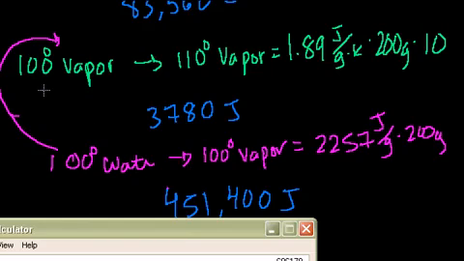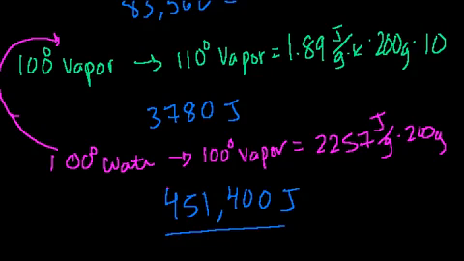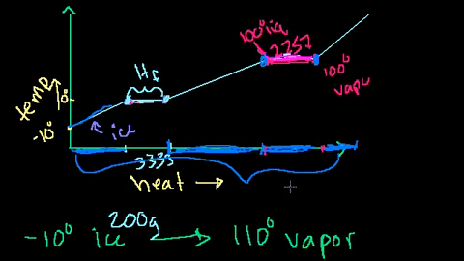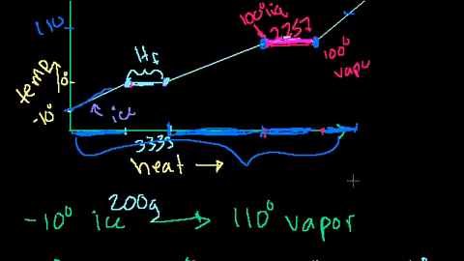And then finally we're at 100-degree vapor, and we want to convert that to 110-degree vapor. So it's another 3,780 joules. Plus 3,780 is equal to 609,950 joules. So this whole thing, when we're dealing with 200 grams, going from minus 10 to 110, and remember, this is for 200 grams, it took us 609,950 joules, or 609 kilojoules, to do this.